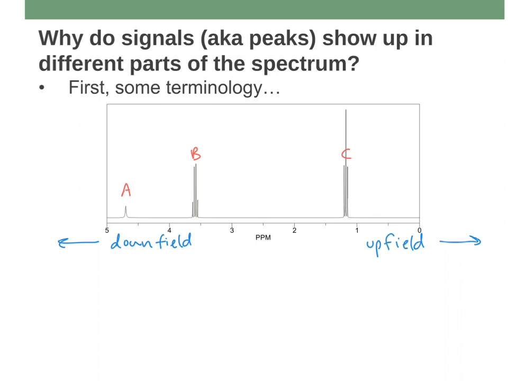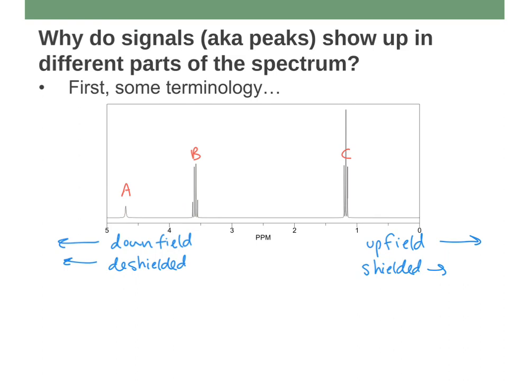Associated with these terms are what we call shielded and deshielded. So we can say that something's more shielded or more deshielded. As you move upfield, the idea is that the nuclei, in this case protons, are more shielded. So you get more shielded as you move to the right, and you get more deshielded as you move to the left. We'll talk more about this idea of shielding in just one moment. So if I look at these, I could say the nucleus that shows up in signal A is more deshielded than B. That's why it's downfield from B. All right, that's terminology we would use.